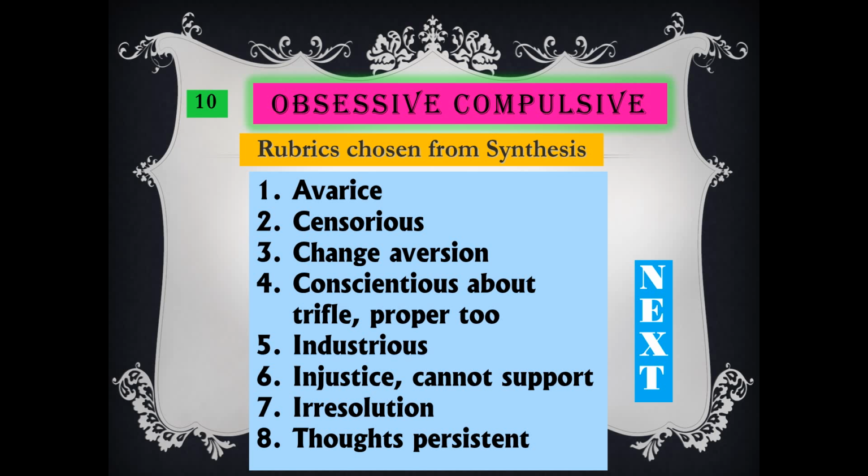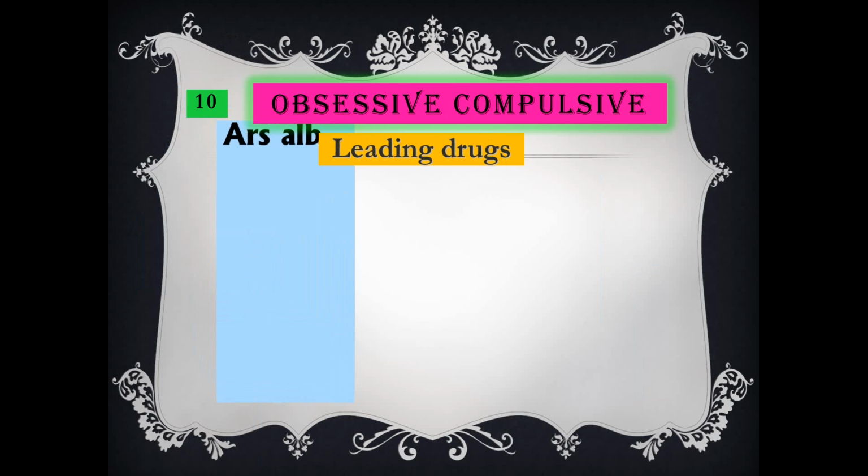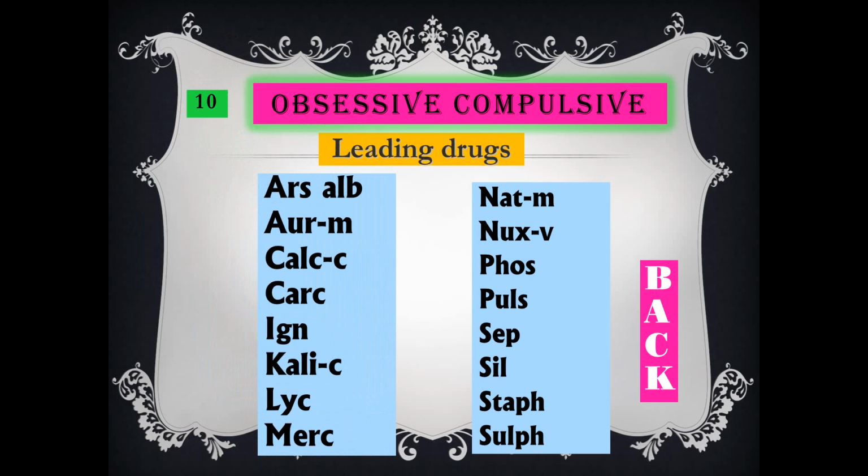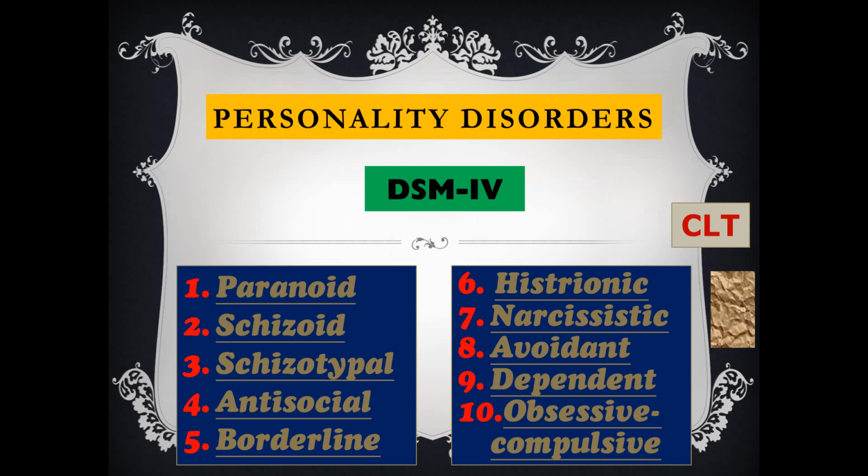Injustice, cannot support injustice. If anything wrong is there, then there will be revolution. So internal revolution, irresolution, there is inability to decide. Then persistent thoughts. The leading drugs here are arsenic, aurum, calcarea, carcinosin, ignatia, calicarb, lyco, mercurius, natrum, nux, phosphorus, pulse, sepia, silicea, staphysagria and sulfur. So that completes a small description of these personality disorders.